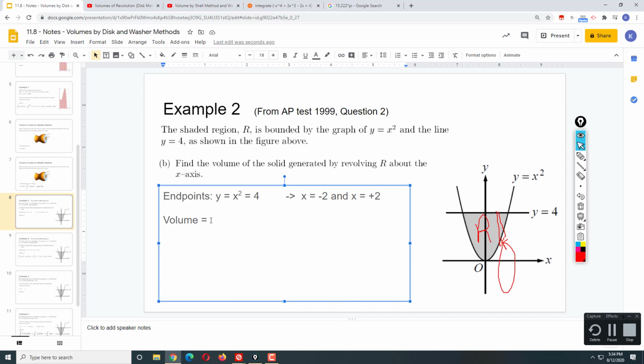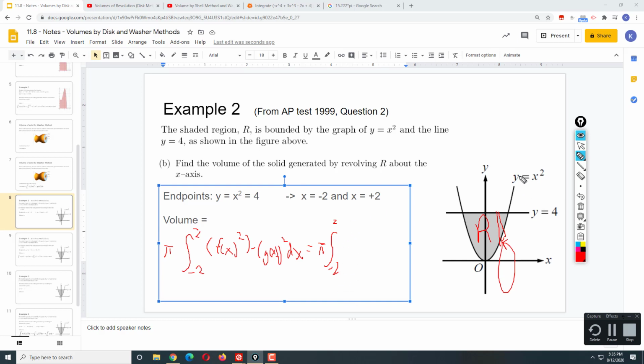Okay. So the volume is going to be, we factor out pi out front. Pi times the integral from negative 2 to 2 of f(x) squared minus g(x) squared dx, which is equal to pi. We integrate from negative 2 to 2.